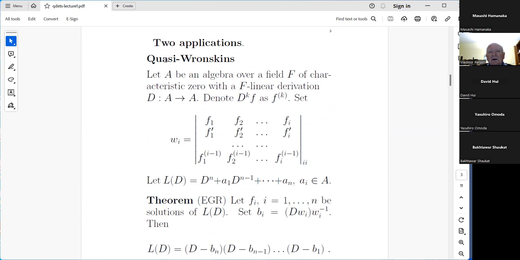quasi-Wronskians. So again, let A be an algebra or a field, of characteristic zero, not necessarily. Then we have a linear derivation, which satisfies the Leibniz rule. Let's denote traditionally the k-th derivative of f as it's written here. And let's consider this matrix defined by f1, f2, and so on, fi, and their derivatives. And take this quasi-determinant, where the index ii means that I start with this corner element, which is the derivative of f sub i of order i minus 1. So this is just a definition.